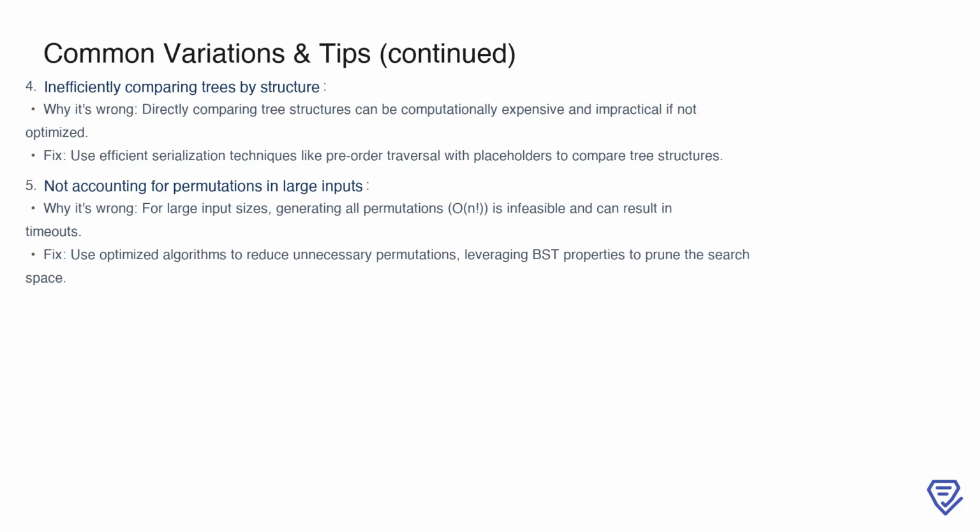Additionally, when dealing with large input sizes, generating all possible permutations becomes infeasible due to factorial time complexity. For example, if the input size is 10, the number of permutations is 10 factorial, which is over 3 million. Instead of generating all permutations, you can leverage the properties of BSTs to prune the search space efficiently. By focusing only on valid insertion orders that maintain the BST structure, you can significantly reduce the computational burden.